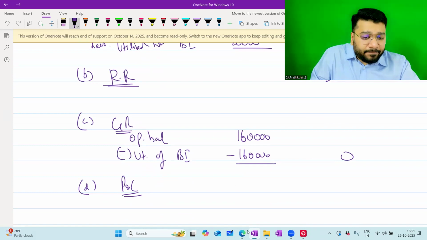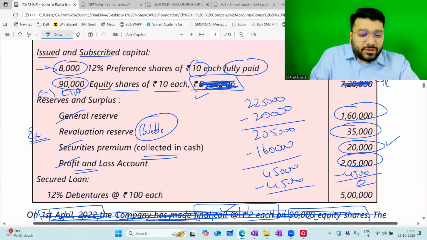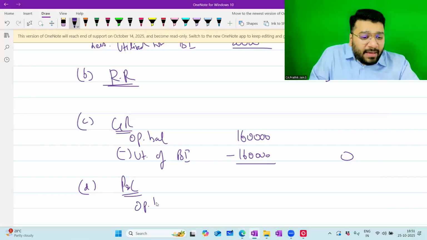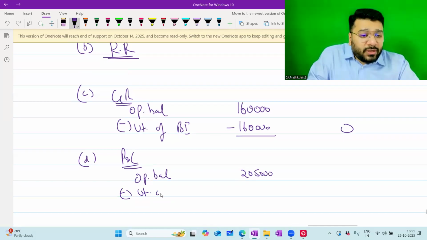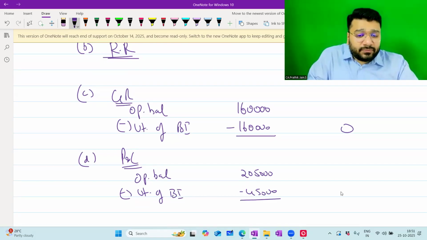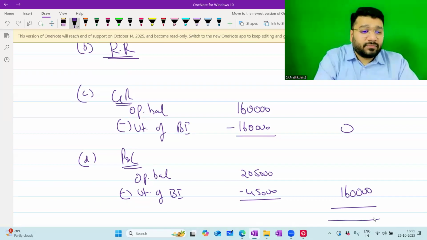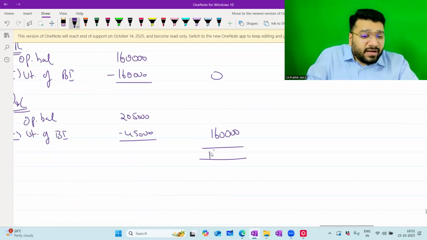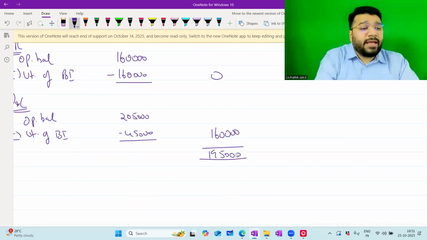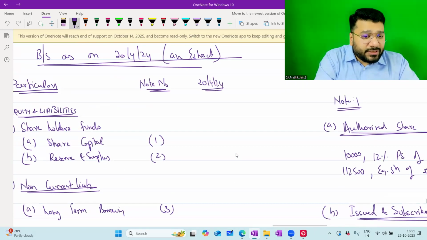So this is A, B, C, D. Which one is P and L? How much? 2,05,000 is the opening balance. Minus utilized for bonus issue. How much? 45,000. Balance how much? 1,60,000. Total how much? 35,000 plus 1,60,000 is 1,95,000. Posted in the main part of the balance sheet. How much is it? 195.